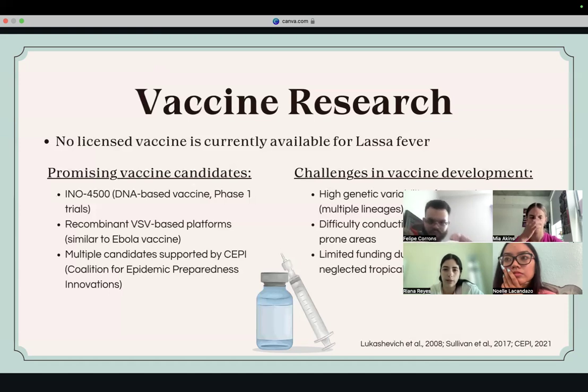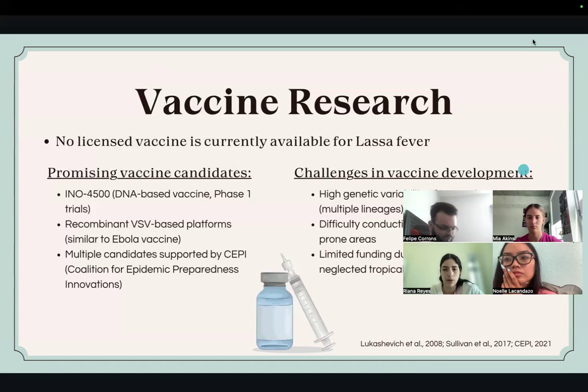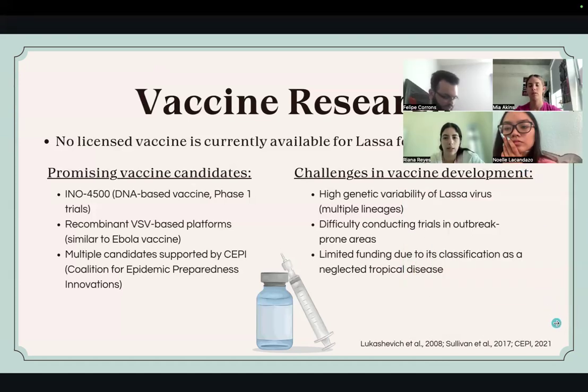Fortunately, vaccine development is ongoing and there may still be some promising candidates. One of the most advanced candidates is INO-4500. This is a DNA-based vaccine that was developed by Inovio Pharmaceuticals. This vaccine, as of now, has successfully completed its phase 1 clinical trials and showed promising results in terms of its safety and immune response when tested.